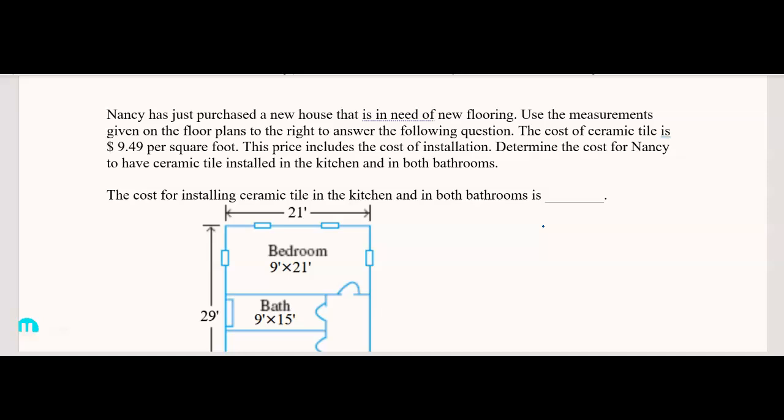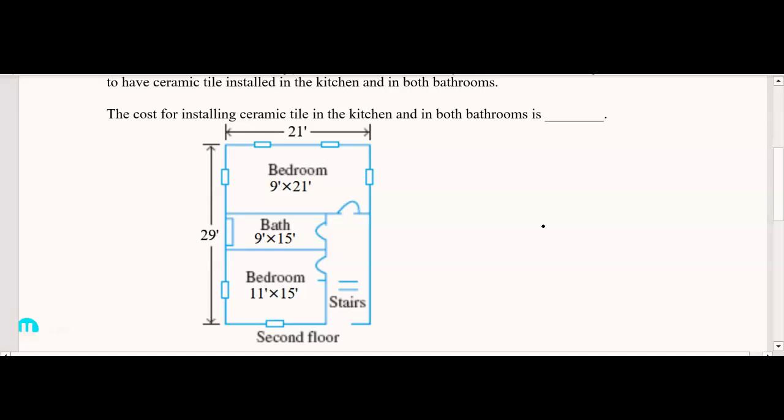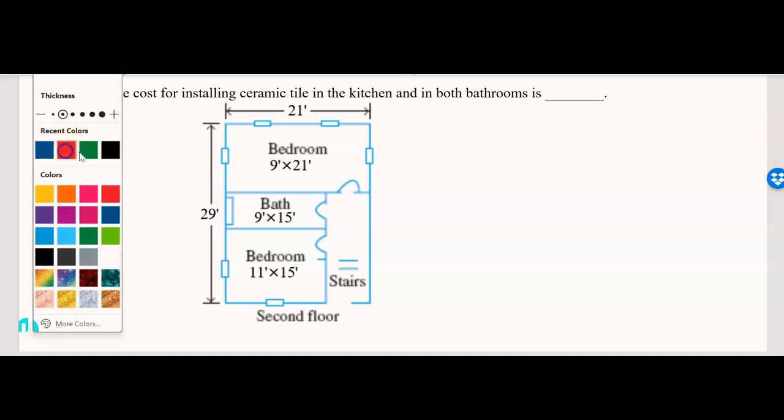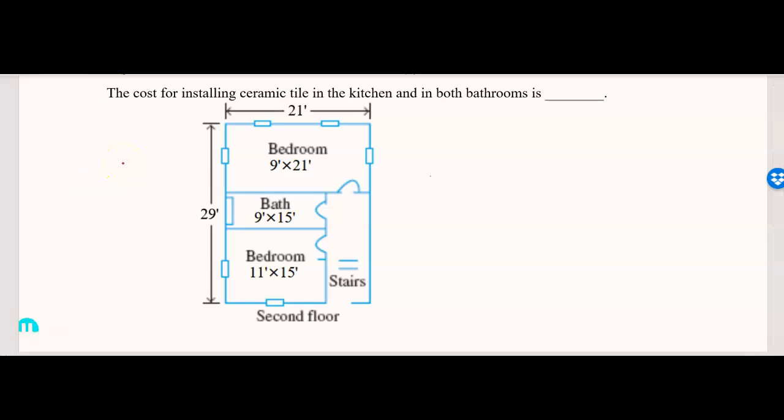First, the cost of ceramic tile is $9.49 per square foot, and this includes the cost of installation. Determine the cost for Nancy to have ceramic tile installed in the kitchen and in both bathrooms. So the cost for installing ceramic tile, we need to look at two things. If we notice what it said, she wants to do this for her kitchen and her two bathrooms.